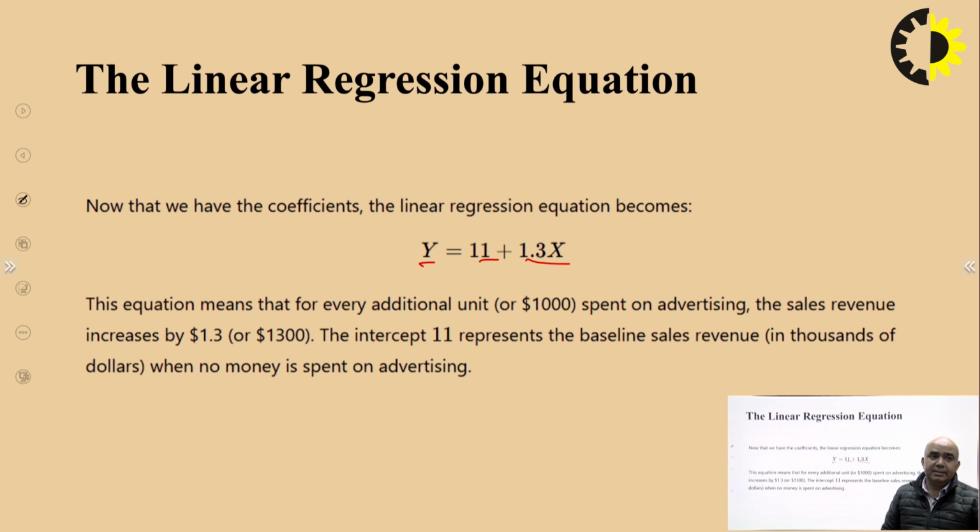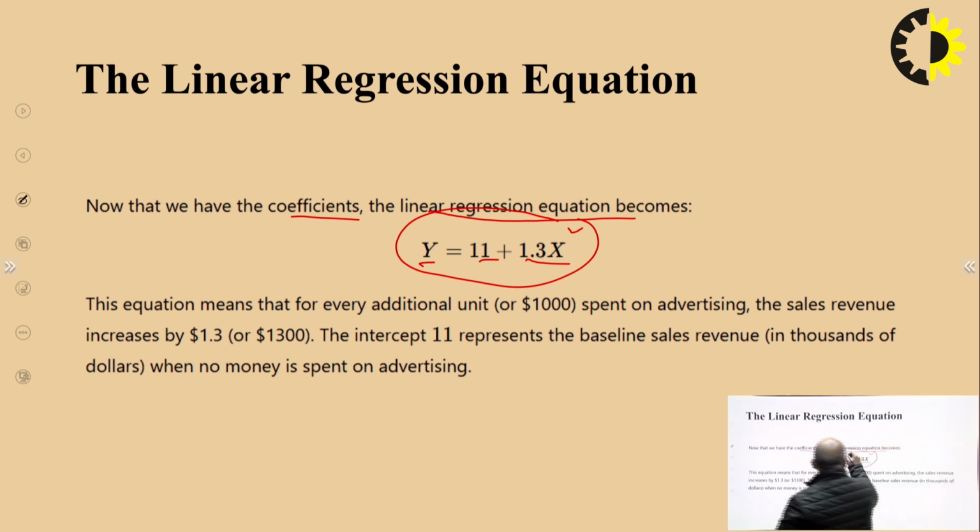So in this case, if we apply it, we got this result. Now we have to find how much amount we have to spend in order to get better revenues. So now the coefficients have been identified. The linear regression equation becomes this, where we have to identify beta naught and then beta 1.